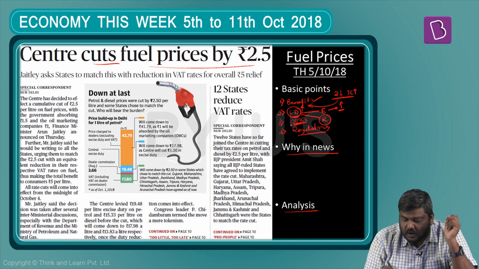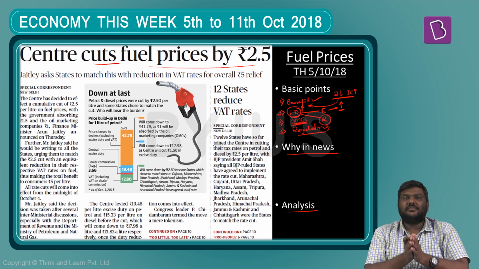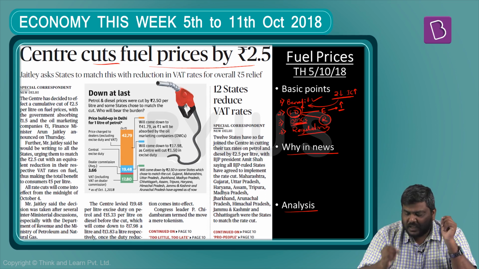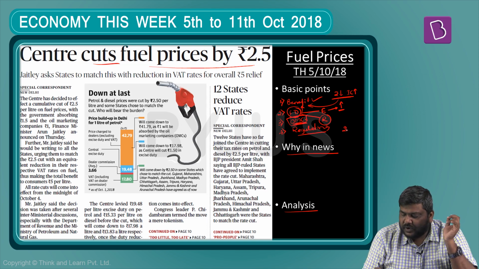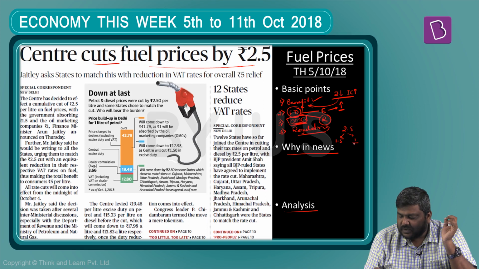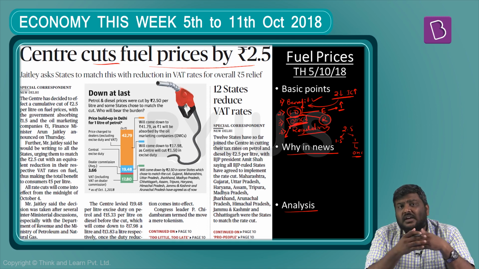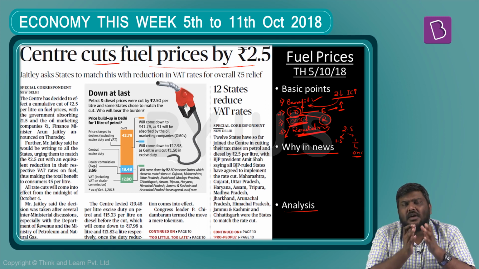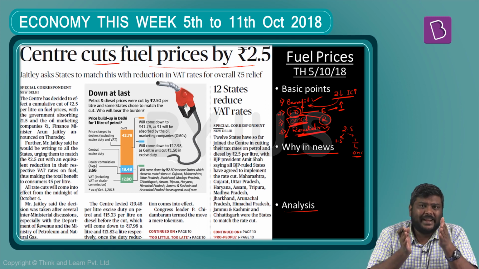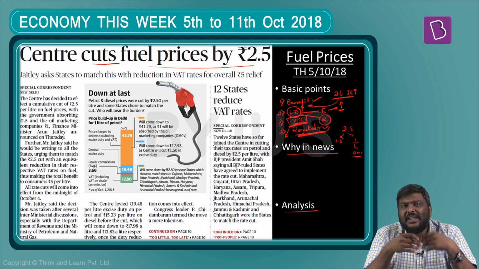The third one, out of 2.5 rupees that has been announced by Government of India, 1 rupee has to be absorbed by OMCs. In simple terms, out of 2.5 rupees, 1.5 rupees will be incurred by the central government and 1 rupee will be incurred by the oil marketing companies. As a result of this, it is expected that OMCs will have losses or under-recoveries of more than 4,000 crore rupees.